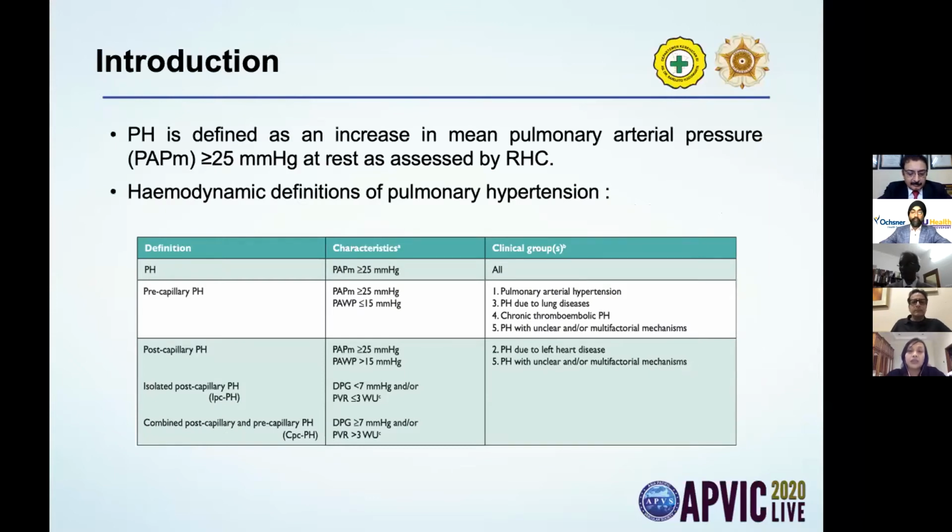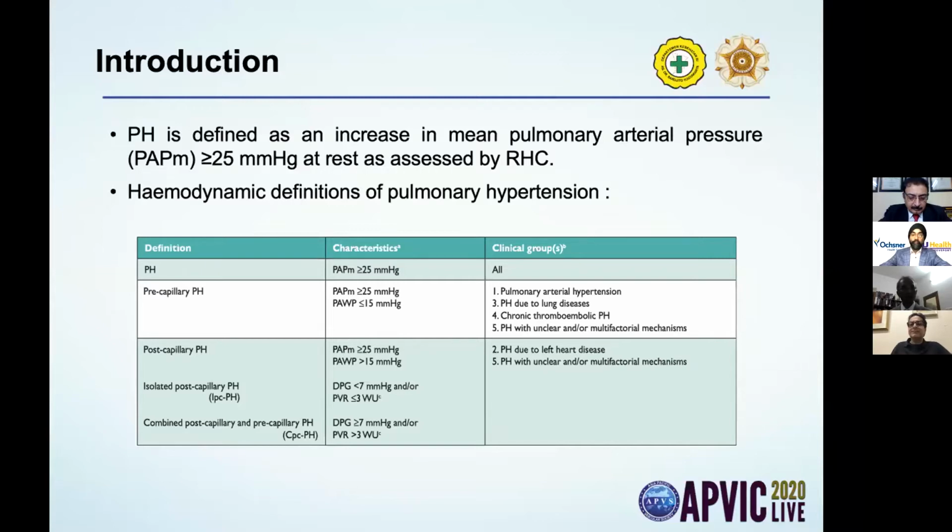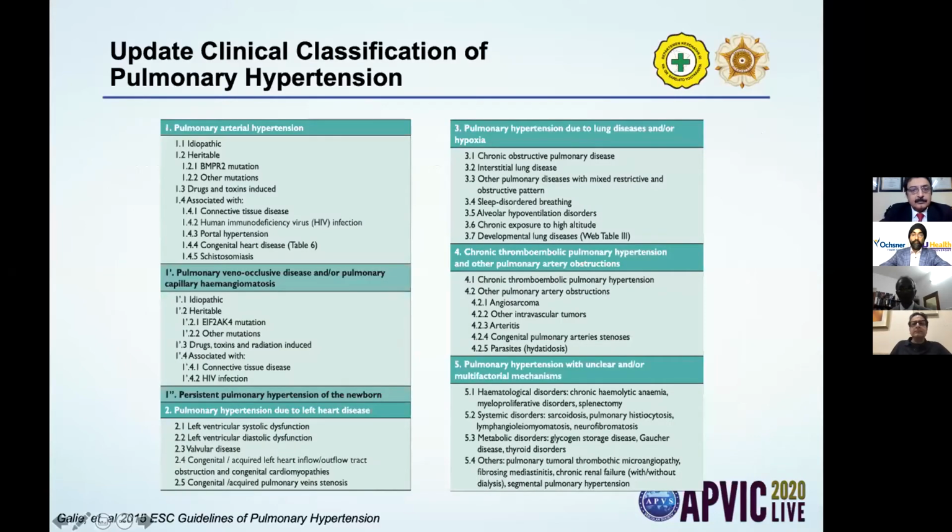Pulmonary hypertension is defined by right heart cath, where there's an increase in mean pulmonary arterial pressure equal to or more than 25 millimeters of mercury. And we have several definitions, when we can find whether it is pre-capillary or post-capillary. The pre-capillary, where CTEPH is one of them, is where the mPAP is more than 25 and the pulmonary capillary wedge pressure is less than 15 millimeters of mercury.